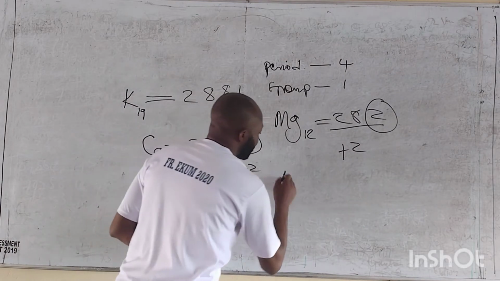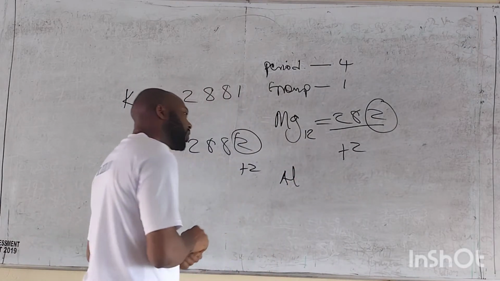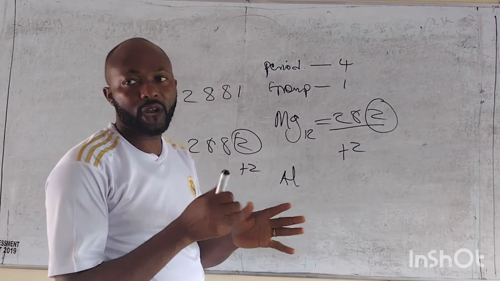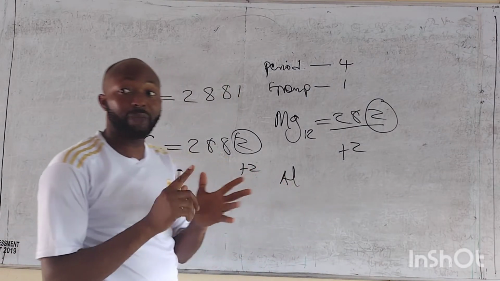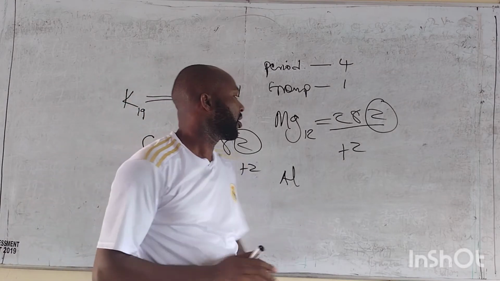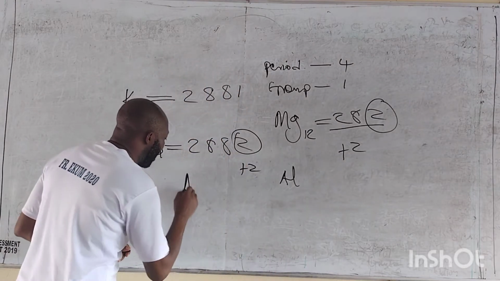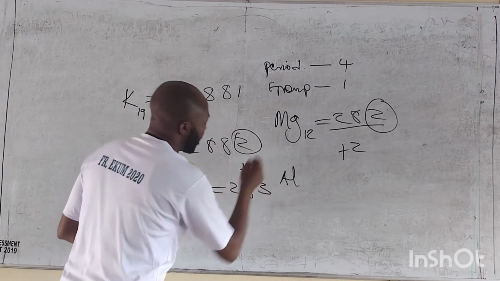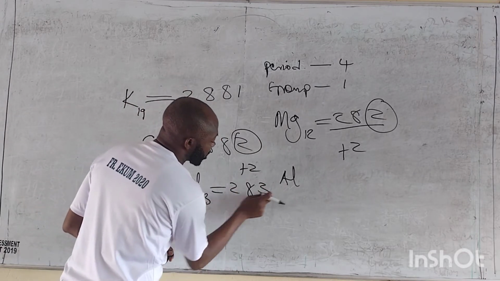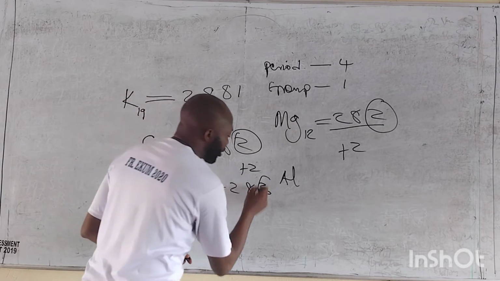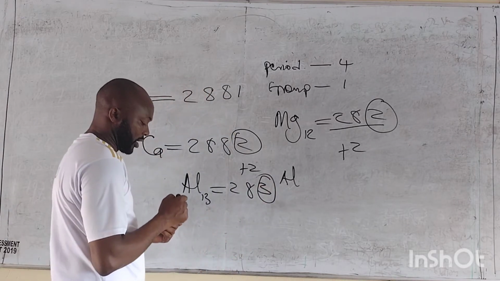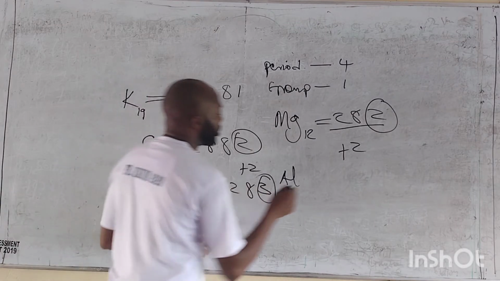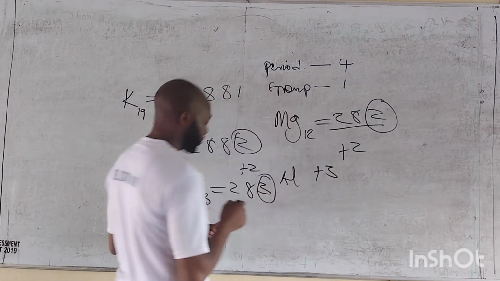Aluminium. What is the atomic number of aluminium? Hydrogen, helium, lithium, beryllium, boron, carbon, nitrogen, oxygen, fluorine, neon, sodium, magnesium, aluminium. That's 13. So our aluminium, which is 13, is 2,8,3. It is found in period 3, 1, 2, 3, because there are 3 shells, and it is found in group 3 because it has 3 electrons in its outermost shell. So the valence state of aluminium is +3.